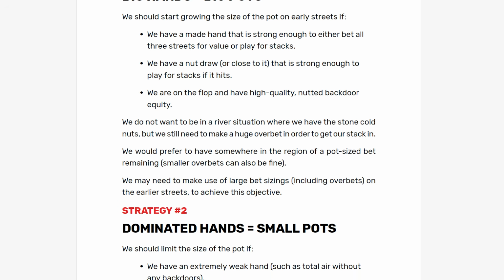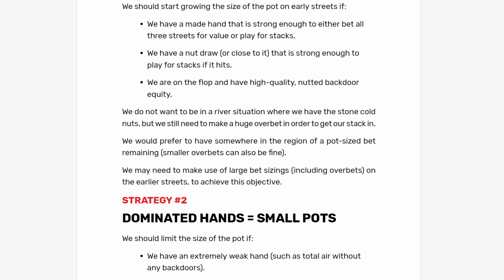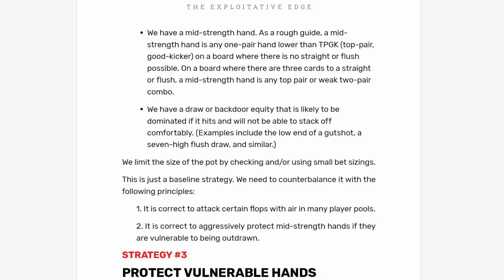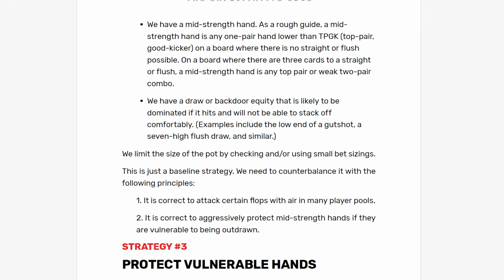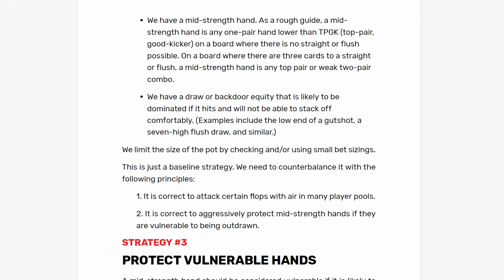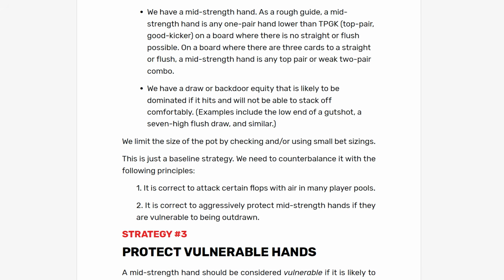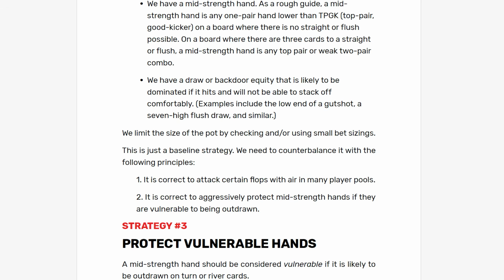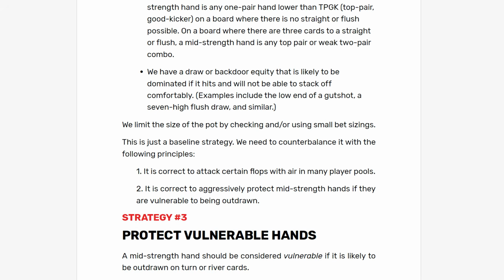Strategy 2. Dominated hands equal small pots. We should limit the size of the pot if we have an extremely weak hand, such as total air without any backdoors. We have a mid-strength hand, and as a rough guide, a mid-strength hand is any one-pair hand lower than top pair good kicker on a board where there is no straight or flush possible. On a board where there are 3 cards to a straight or flush, a mid-strength hand is any top pair or weak 2-pair combo. We have a draw or backdoor equity that is likely to be dominated if it hits and will not be able to stack off comfortably.